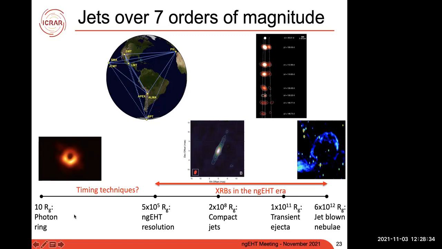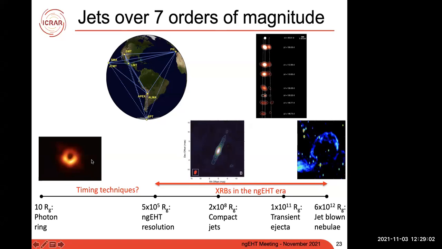Yeah, sorry. Very nice, James. Very interesting results. But on the last slide, if you say that what you get at an ngEHT resolution is 500,000 gravitational radii, we know that the extragalactic jets at these distances are typically 10 times wider than at the beginning. Would you be worried about resolving this out with the ngEHT beam then?